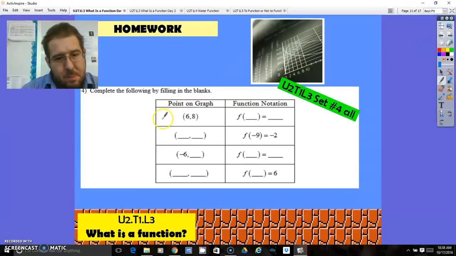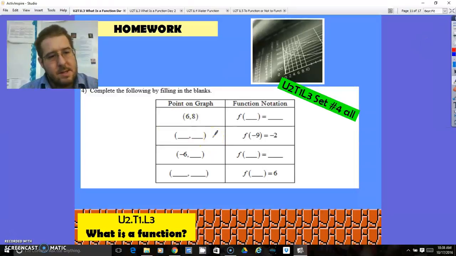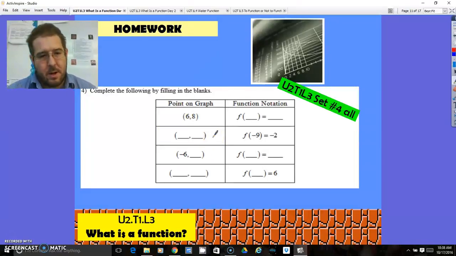All right, so this is part of the homework. I believe this is the bottom portion of your homework. So we'll do this, and we'll talk about the other portion of the homework in the other video. All right, 6, 8 is on a graph. So the function notation of that would be, ooh, this is a tough one. F of 6 is 8.